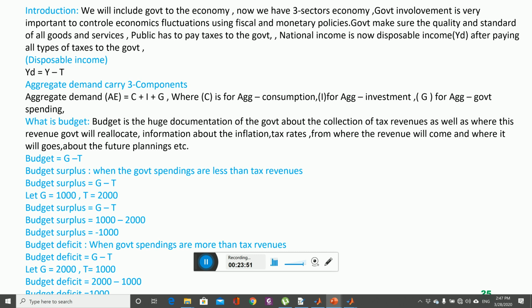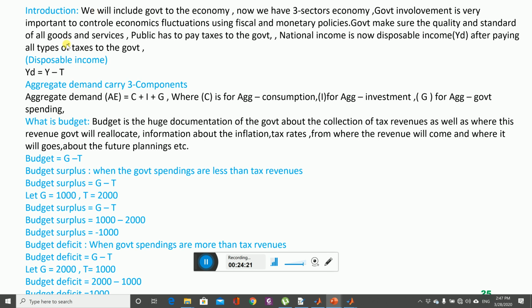When we involve the government in the society, then we have to pay taxes to the state also. The public has to pay taxes to the government. I write here, national income is now disposable income. YD means disposable income after paying all types of taxes to the government. It means now that government is involved, the public has to pay taxes. That is why income will be disposable income, because some part of the income goes to the state.